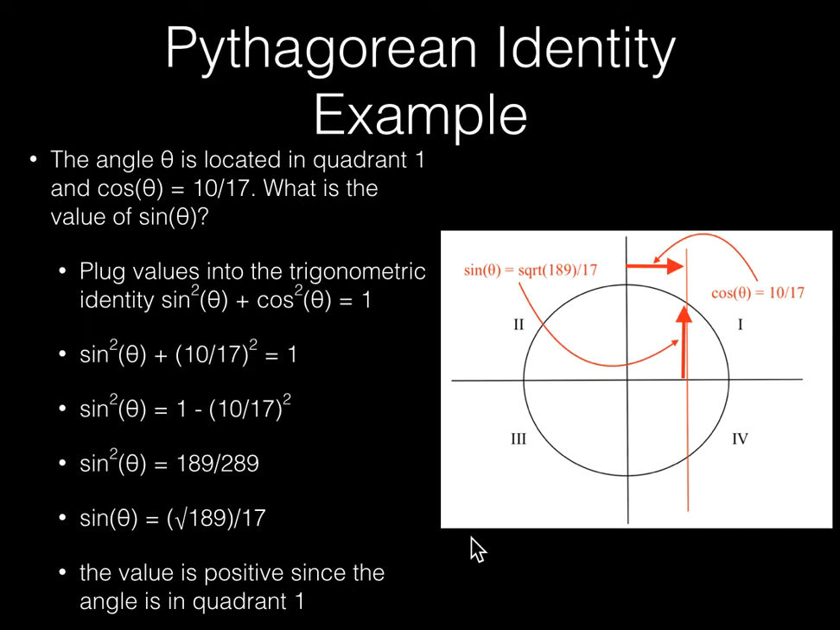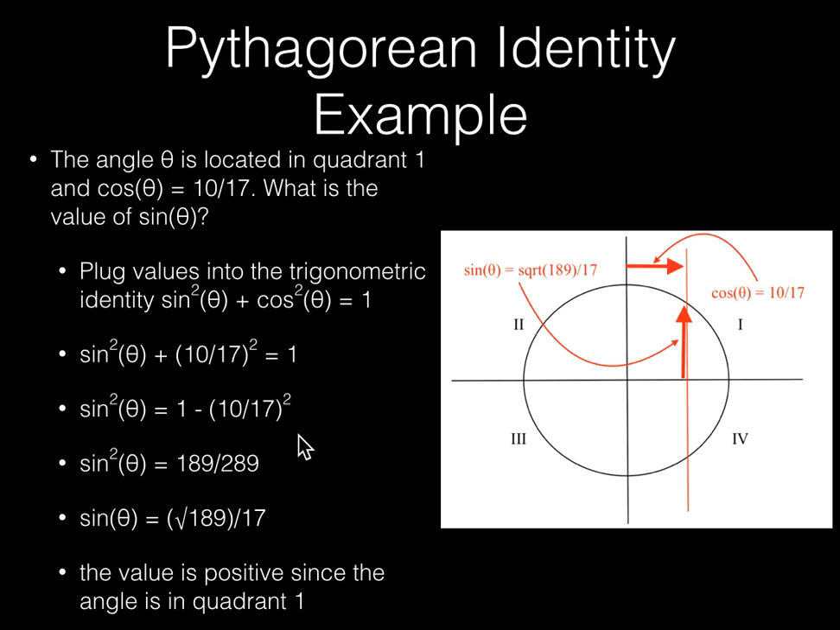Here's an example of a problem that you can solve using a Pythagorean identity. You're given that the angle theta is located in quadrant 1 and that cosine of theta is equal to 10 over 17, and you're trying to find the value of sine theta. So basically you plug your given values into the trigonometric identity sine squared theta plus cosine squared theta is equal to 1. So you know that sine squared theta plus 10 over 17 squared is equal to 1.